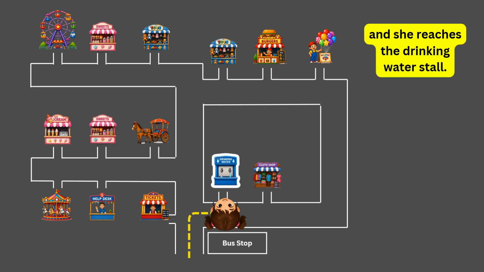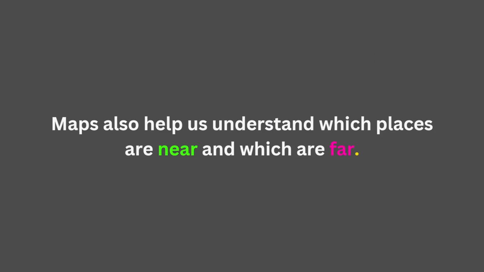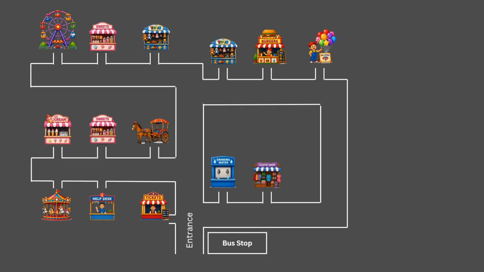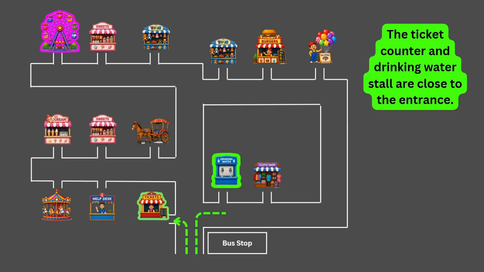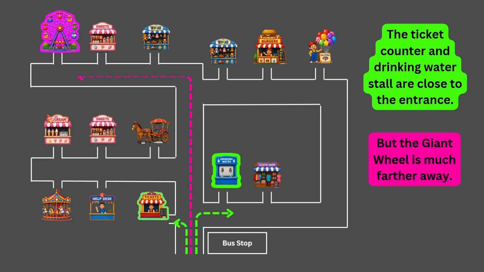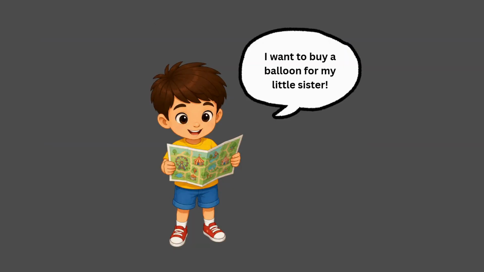Maps also help us understand which places are near and which are far. Look at the entrance carefully. The drinking water stall and the ticket counter are very close to the entrance, but the giant wheel is much farther away. Now Arav says, "I want to buy a balloon for my little sister."